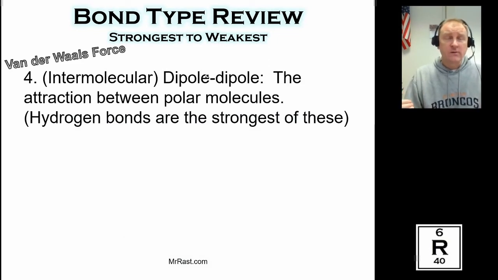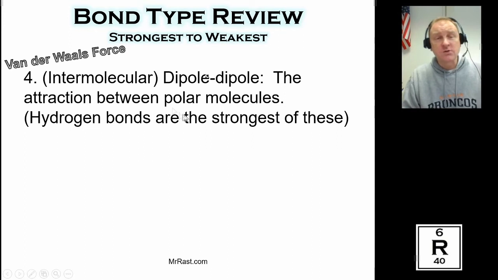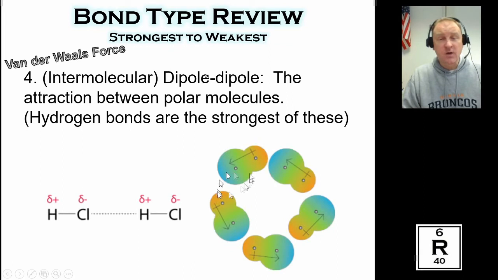Now we're going to get into van der Waals forces. These are intermolecular forces. So now we have different molecules and how they're associated with each other. The strongest of the van der Waals forces is dipole-dipole. This is the attraction between polar molecules, and of the dipole-dipoles, hydrogen bonds are the strongest. Here is an example of a dipole-dipole between hydrogen and chlorine. The hydrogen chloride will associate near itself, can be in a liquid form, with the positive side where the hydrogen is attracted towards the negative side of the chlorine.